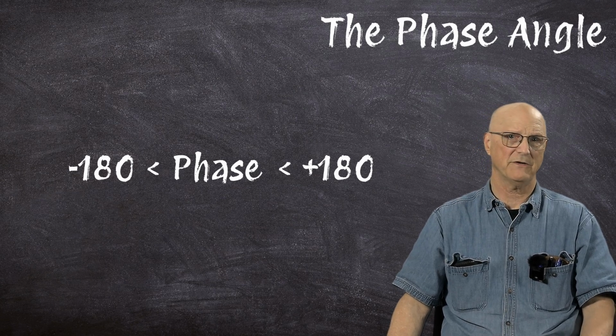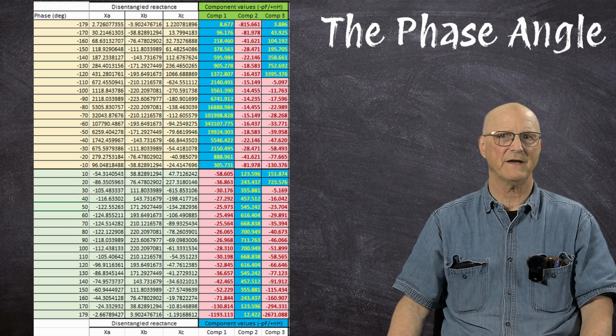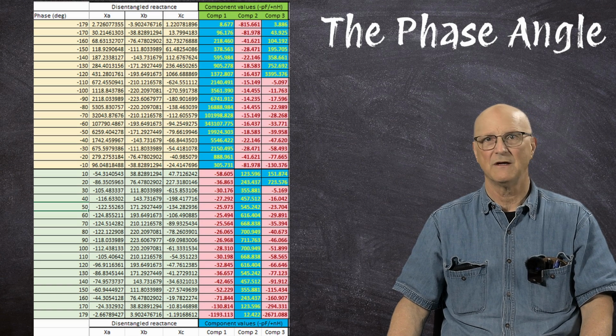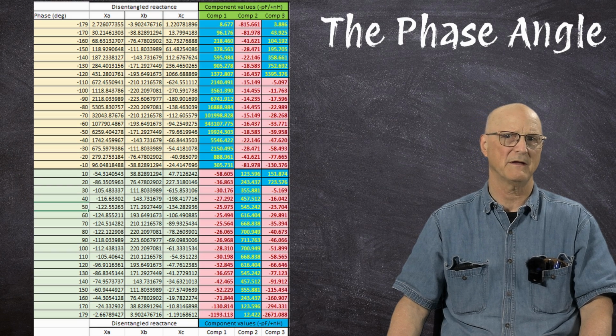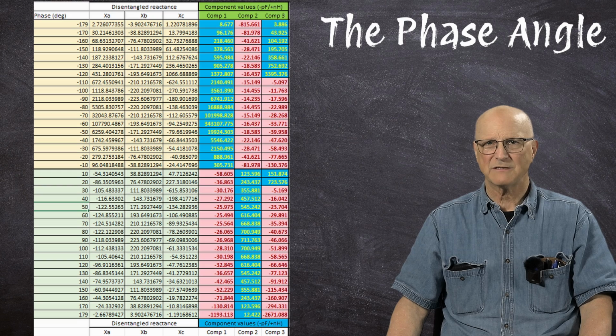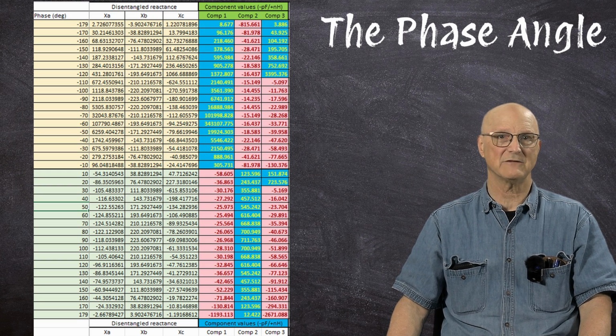Well, being curious, I created an Excel spreadsheet which explores the effects of the choice of phase angle on the solution to this particular impedance matching application. If you are interested in that spreadsheet, there is a link to the zip file which contains the Excel spreadsheet down in the description.